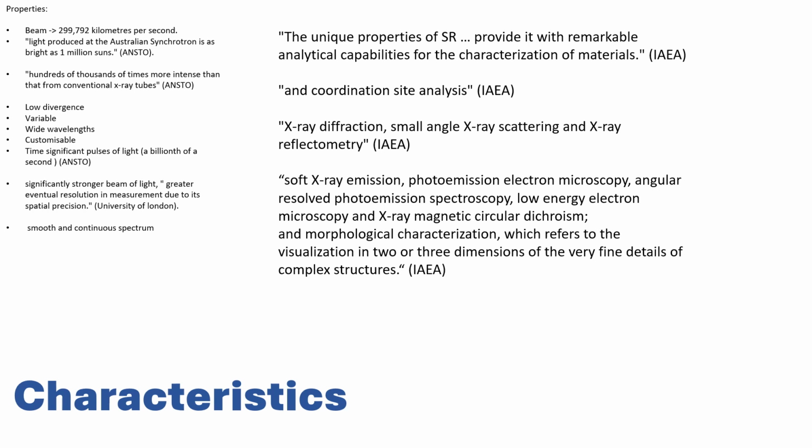Synchrotron radiation is used to understand electronic and magnetic properties, especially relating to the surface of a material. It provides a large insight into the observation of atomic structures through soft X-ray emission, photoemission electron microscopy, angular resolved photoemission spectroscopy, low-energy electron microscopy, and X-ray magnetic circular dichroism, and morphological characterization, which refers to the visualization in 2 or 3 dimensions of very fine details of complex structures.